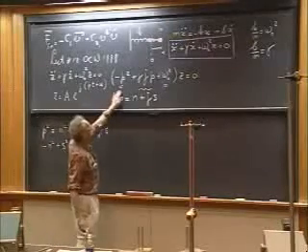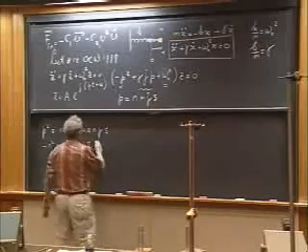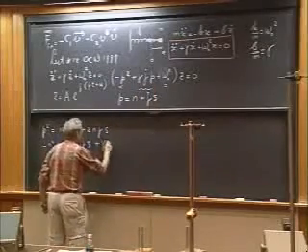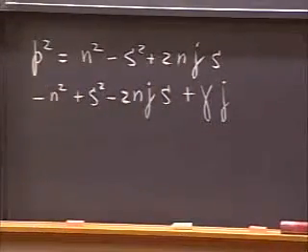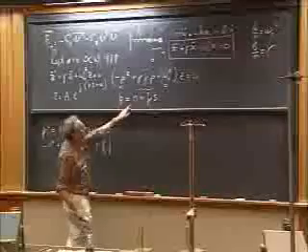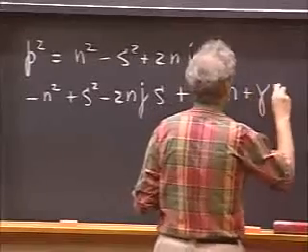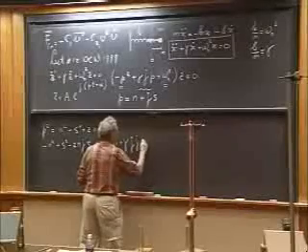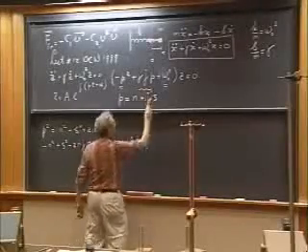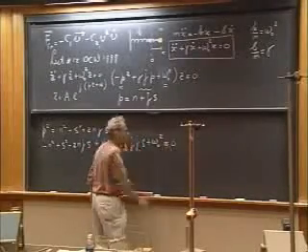So I'm done here. Now I get gamma times j times p, and I have to multiply that by p, which is n, plus gamma times j times js. And then I have plus omega 0 squared, and this now has to be 0.